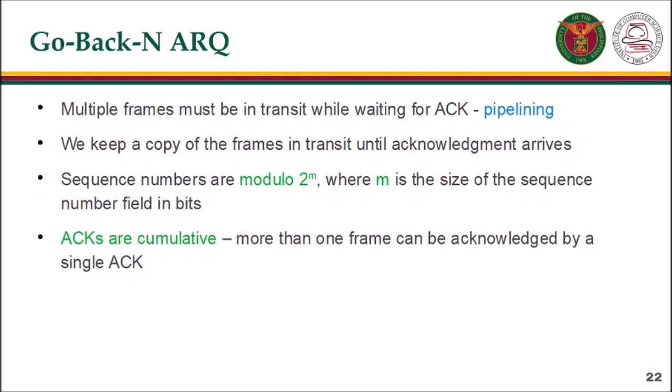The key to go back N is that we can send several packets before receiving acknowledgements, but the receiver can only buffer one packet. We keep a copy of the sent packets until the acknowledgements arrive. Here, sequence numbers are modulo 2 raised to the m, where m is the size of the sequence number field in bits. Acknowledgements, or acks, are cumulative. More than one frame can be acknowledged by a single acknowledgement.